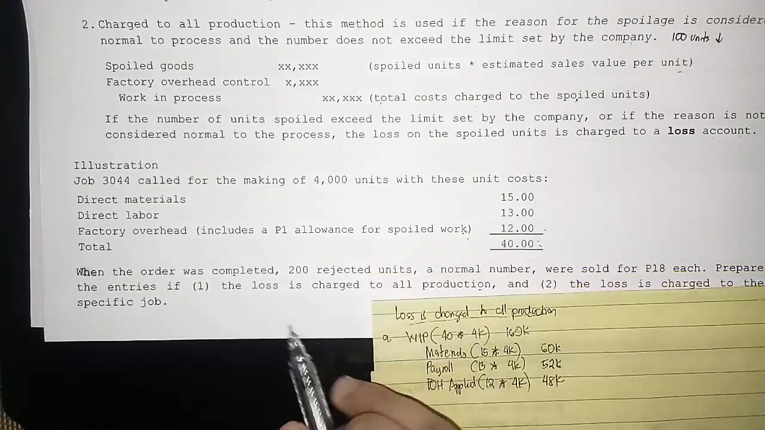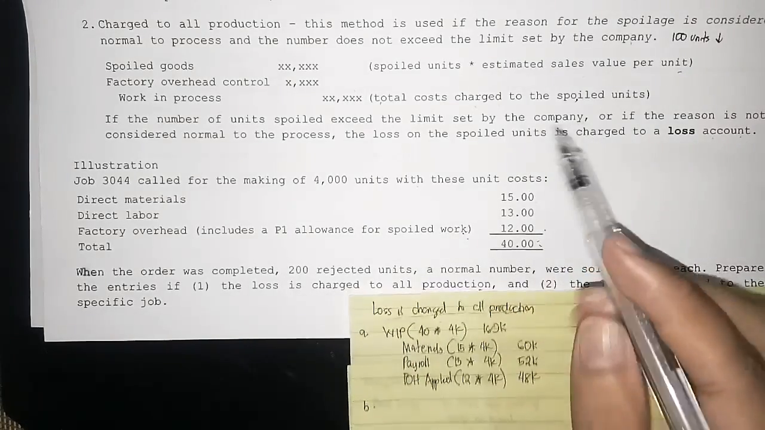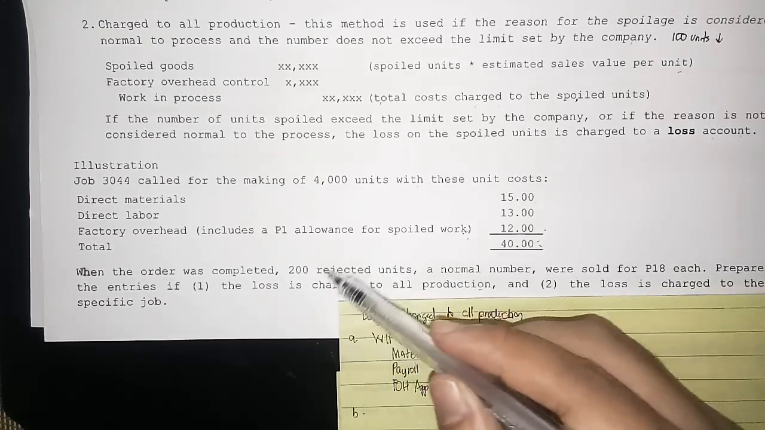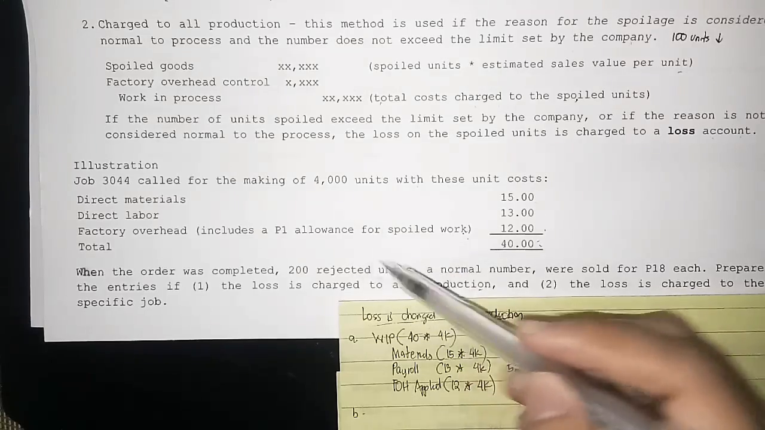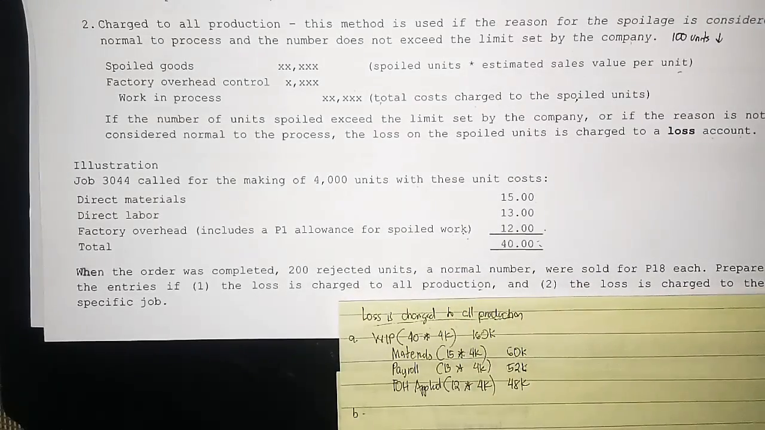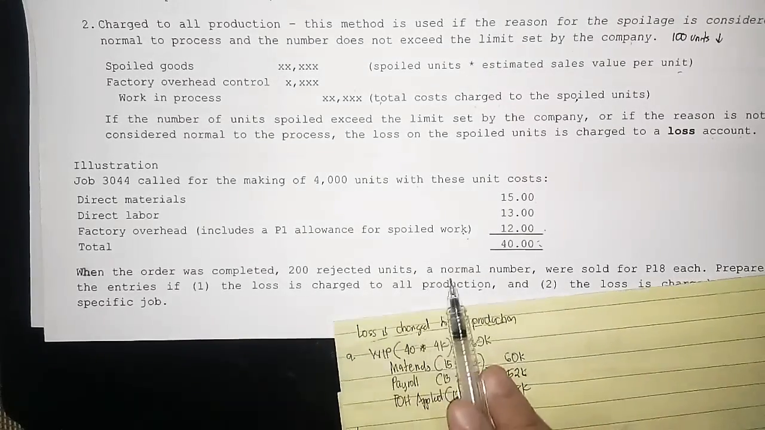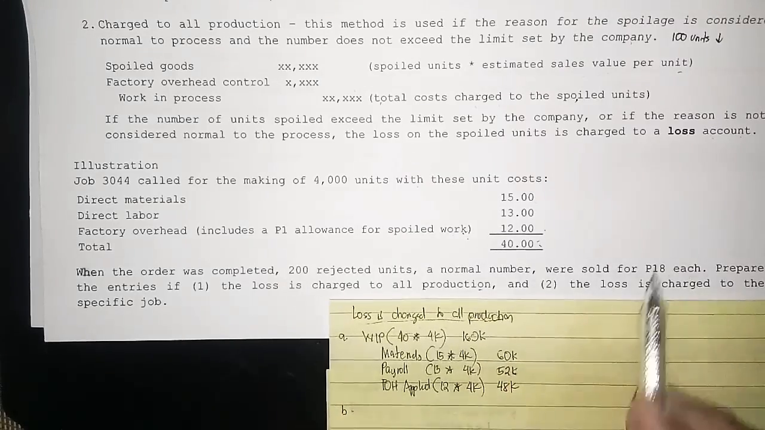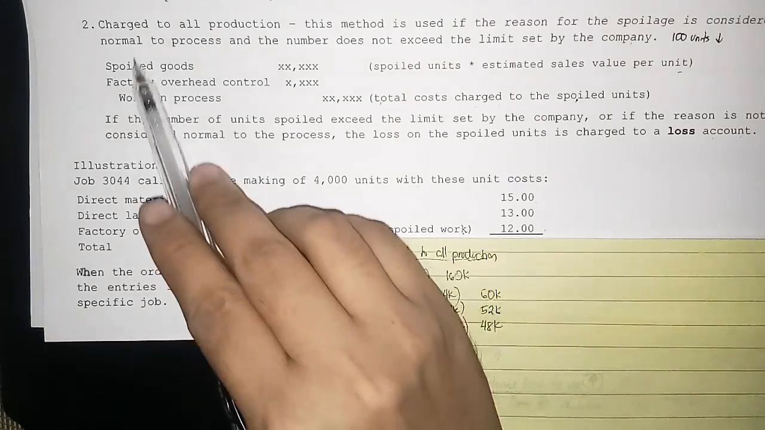Next, yung entry para sa spoilage ng 200 units. So, 200 yung na-reject na units. Ibig sabihin, spoiled unit na to, hindi na to mako-correct. So, ang option na lang is either ibenta or discarded. Kumbaga, itapon or sirain. And in-emphasize niya, 200 rejected units ay normal number. So, to record yung spoiled units, gagamitin natin to.